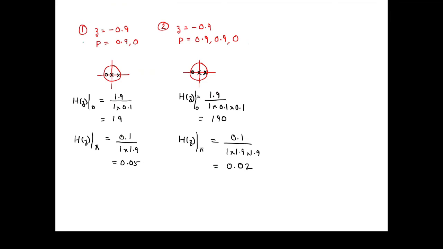If you see, in this case, z equals minus 0.9, so the zero is present over here, and you have poles at 0.9 and 0. So 0.9 is this one, and 0 is this one, and you see the gain is over here. Now in the second case, I have placed another pole at this location. See what has happened: this gain has shot up to 190, ten times the gain.